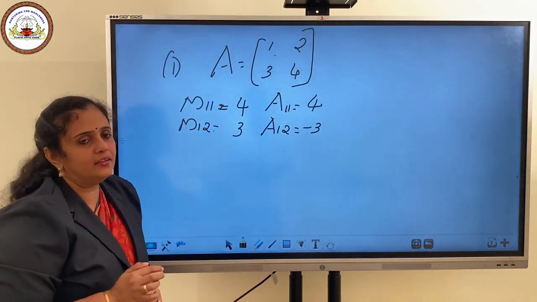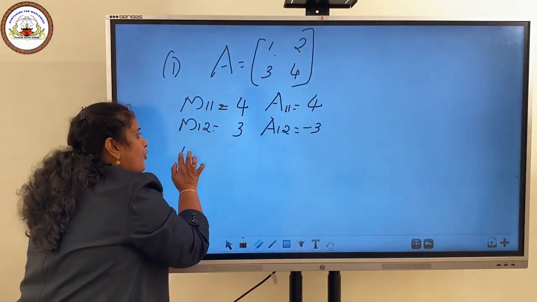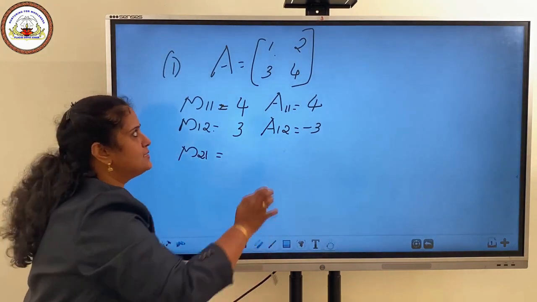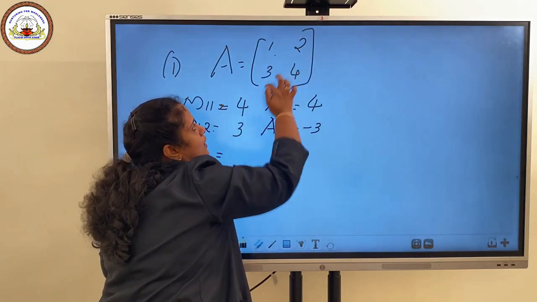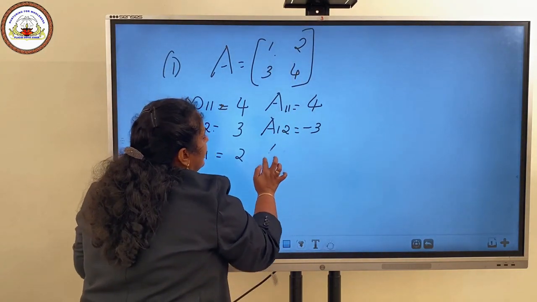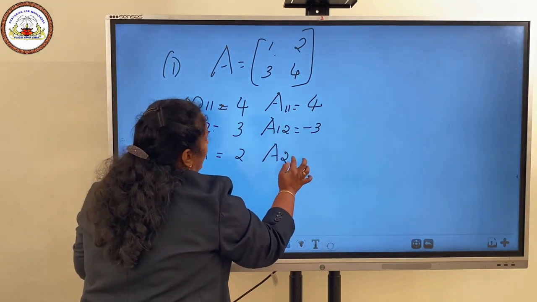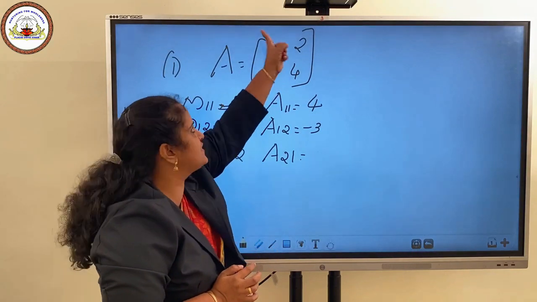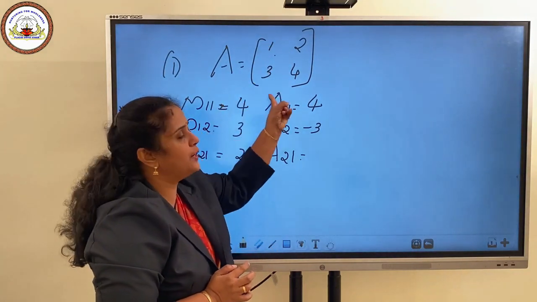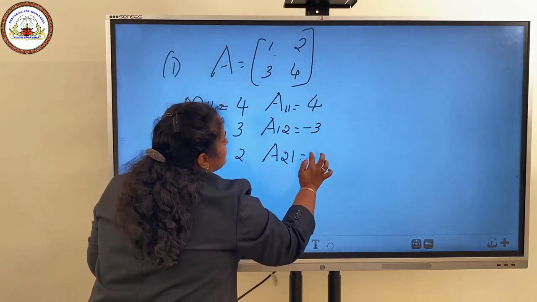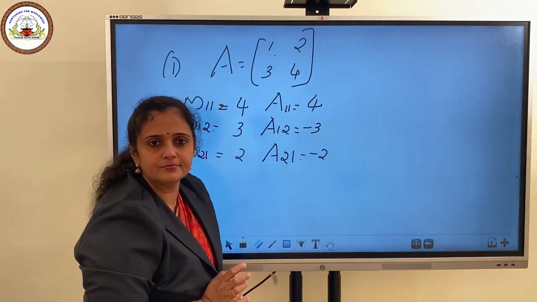Then we can find the minor of the second row, first element. That is M21. The corresponding row and column you should eliminate, and the remaining element is 2. For the cofactor A21, this element is negative, that means first element positive, then alternate plus or minus. So the answer is minus 2.